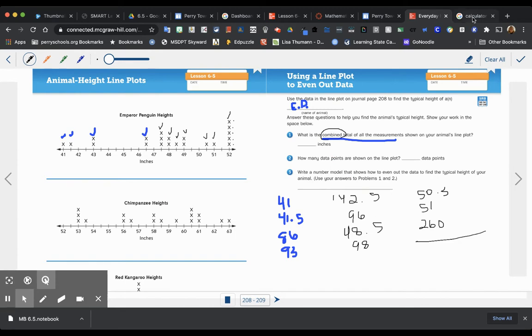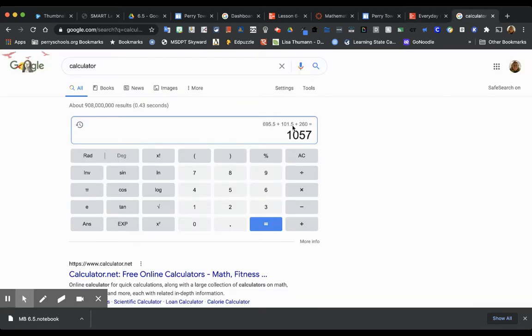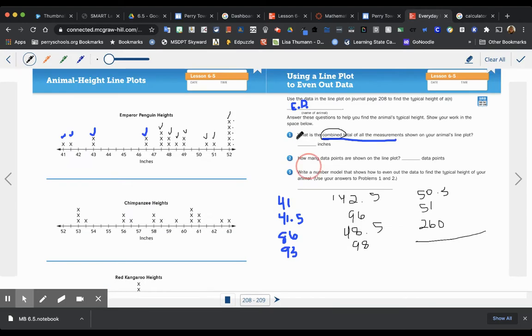Okay, so on my calculator, I've calculated them all together. I did several parts. I got 1,057. So I'm going to write 1,057 inches because that is the combined total. Now, you would like to check your work, check over it, because I could have easily made a mistake.